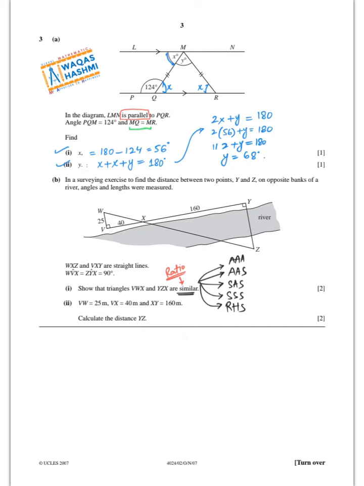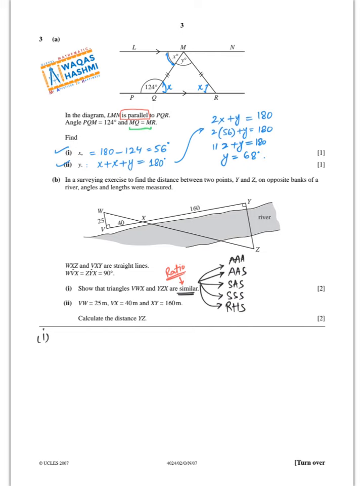So for the first part, when you need to show that the triangles are similar, which triangles? VWX, this one small triangle, and YZX. YZX means this angle. We need to show that these two triangles are similar, and we need to write down the statement of why we are saying that these two angles are equal. So you need to write down the reason as well.